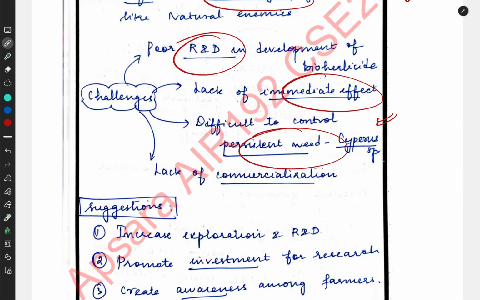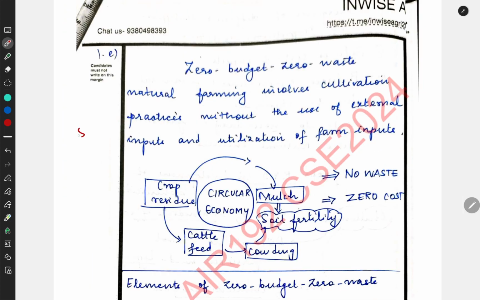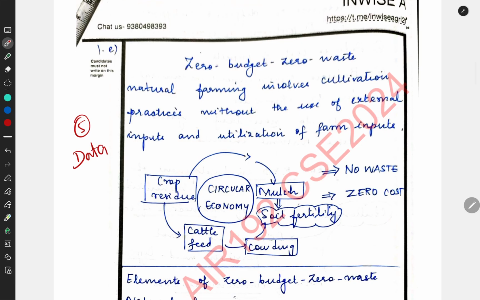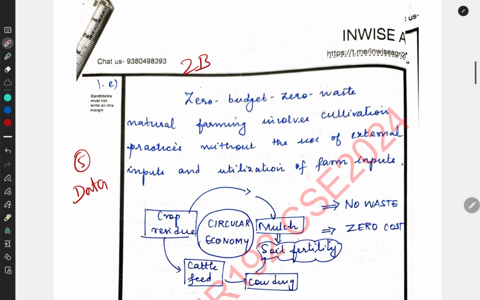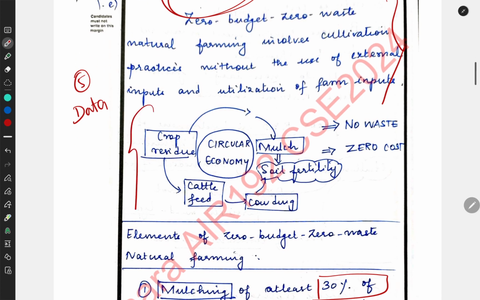Okay, so this is the fourth point. Come to the fifth point, that is data, use of data, schemes, etc. For each question, look at this: this question is related to ZBNF, zero budget natural farming. A decent introduction, and look at the flowchart.